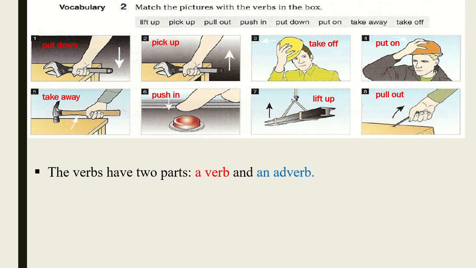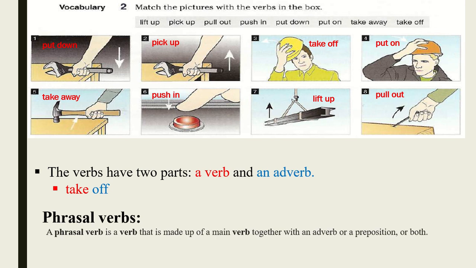The verbs have 2 parts, a verb and an adverb. That is, take off. Take is a verb and off is an adverb. These are called phrasal verbs. A phrasal verb is a verb that is made up of a verb together with an adverb or a preposition or both.